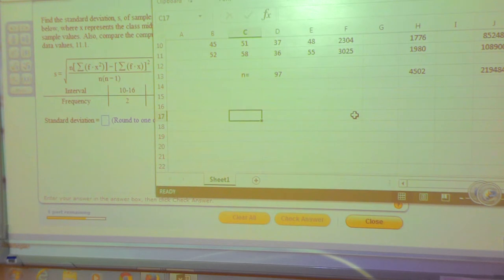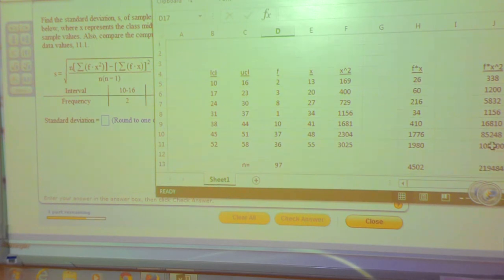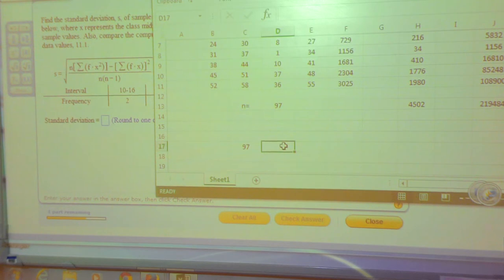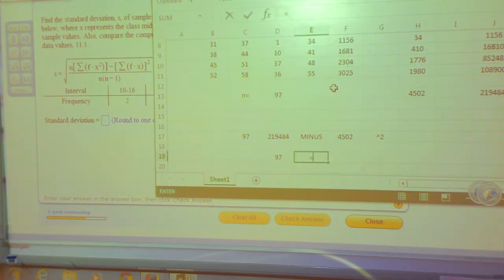What is my N? 97. 97 times the summation of F times X squared. Well, the summation of F times X squared is that big number right there, 219,484. All right, so we're going to multiply those two numbers together, but we're going to subtract the summation of F times X and square it. So there's the summation of F times X equals this. And then we're going to raise that to the second power. And all that's going to be under 97 times what? 97 minus 1.